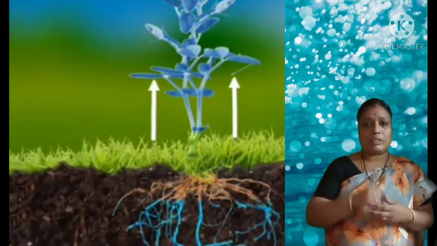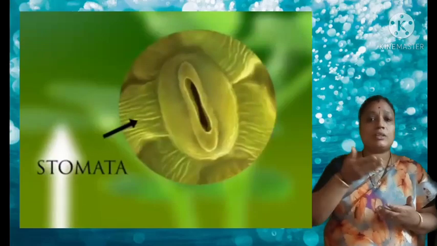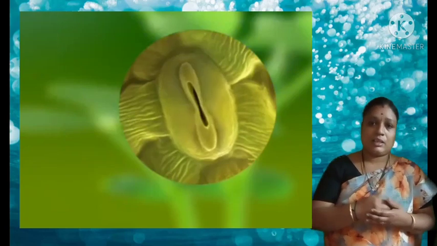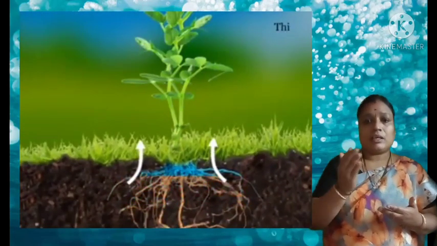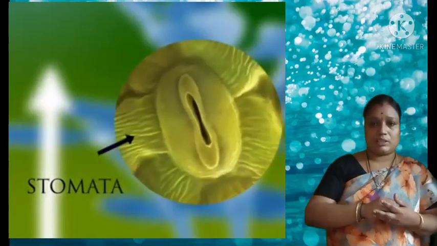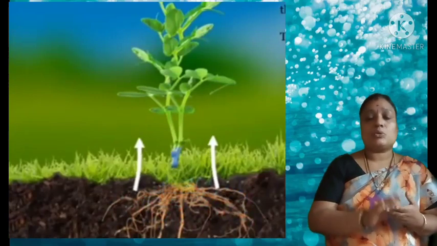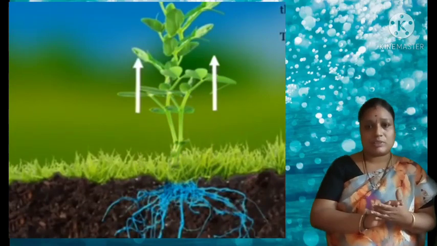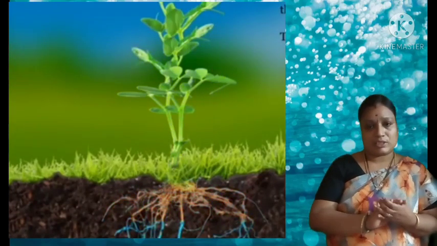So the excess water is evaporated through the stomata present in the leaves. We all know what stomata are, tiny pores present on the lower surface of the leaves, children, but it differs from plant to plant. In a few plants, stomata are present even on the upper surface of the leaves. So the excess water is evaporated through the stomata on the leaves by a process called transpiration.